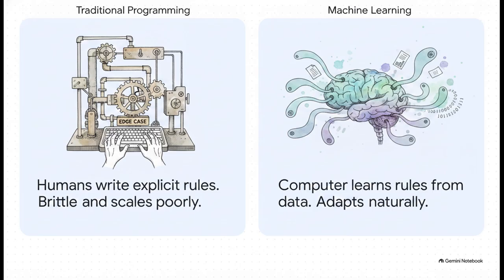But with machine learning, you feed the computer the data and your desired output, and the computer actually learns the rules itself. The patterns just naturally emerge from the examples you give it. It adapts as new data arrives, and it scales effortlessly. It's a totally different paradigm.